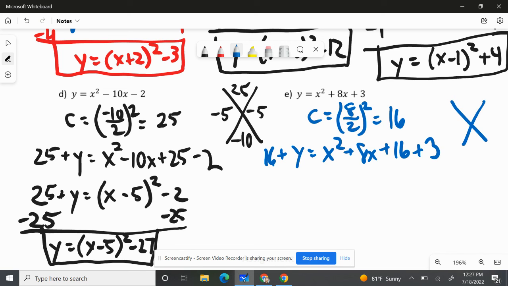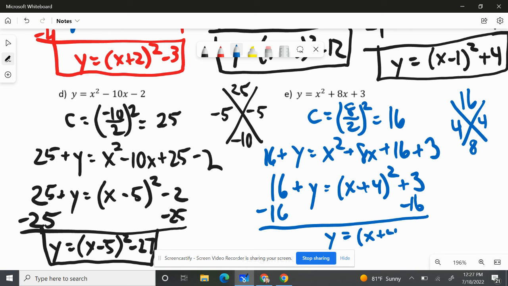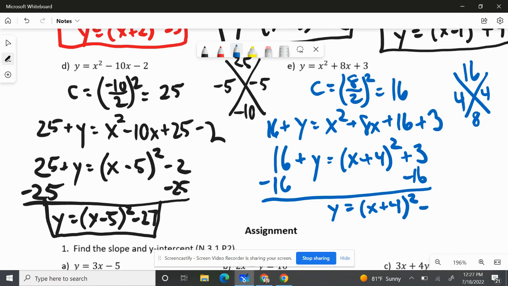I'm going to factor it. Two numbers that multiply together give me 16, add up to 8, which is 4 and 4. So what that gives me is x plus 4 squared plus 3. And then I'm going to subtract the 16. And that gives me y equals x plus 4 squared, and then minus 13.